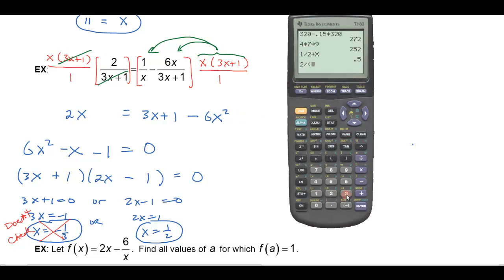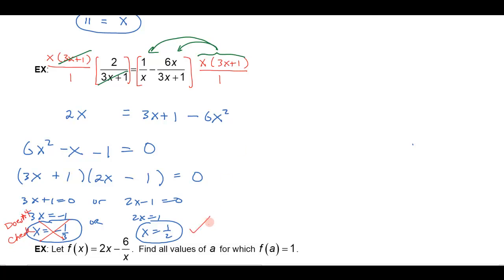2 divided by 3x plus 1 gives me 0.8, and hopefully I'll get the same thing on the right hand side. So if I take 1 over my x value, remember I stored x as a half up here, minus the 6x divided by that whole quantity, 3x plus 1, and I hit enter, and sure enough it's the same thing. And so that gives me great confidence that this is in fact the correct answer.